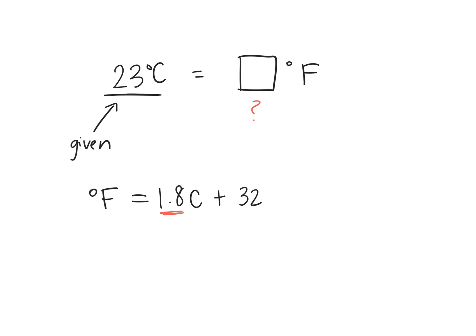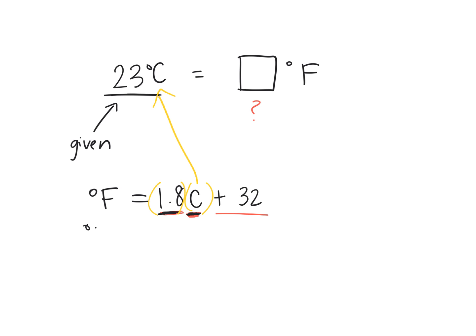What does 1.8 C mean? What do you think? Times, right? If you have a number next to a variable, we know the operation is always multiplication. So I'm taking 1.8 and I'm multiplying it by whatever it is in Celsius, because we're trying to convert from Celsius to Fahrenheit. And then we're going to add 32. BEDMAS. This is really straightforward.